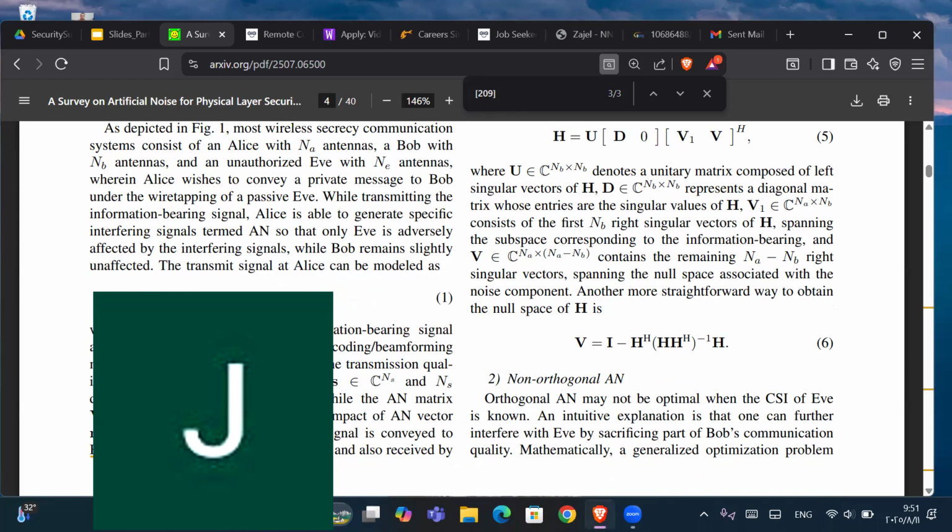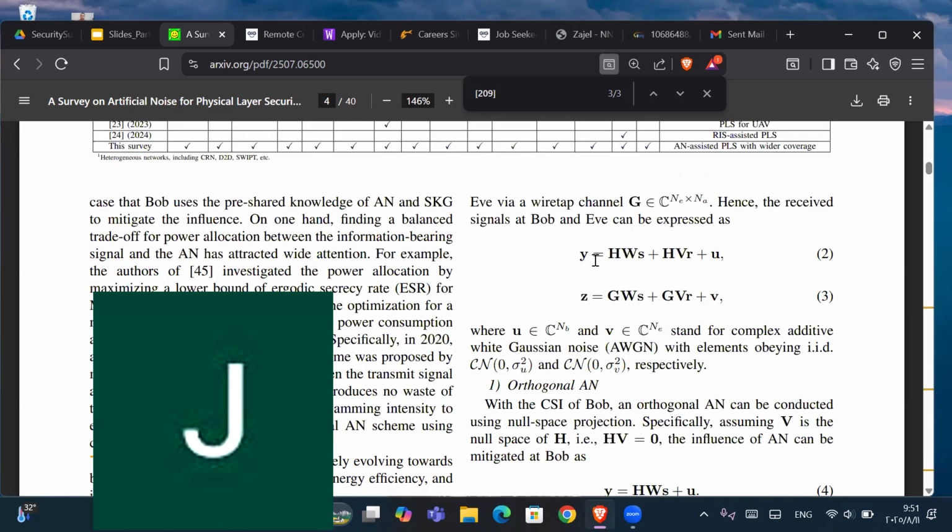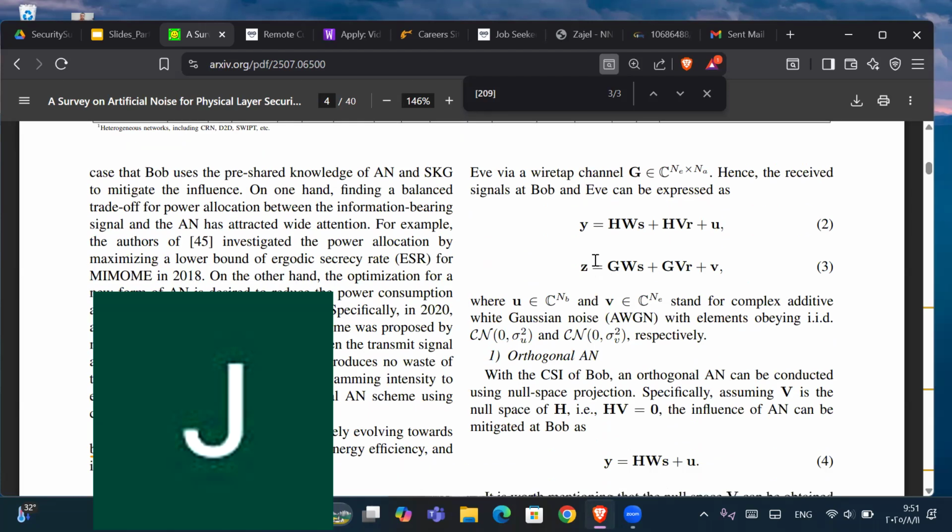The transmit signal is then conveyed to Bob via MIMO channel H and also received by Eve via a wiretap channel. Hence, the received signal at Bob and Eve can be expressed as follows.